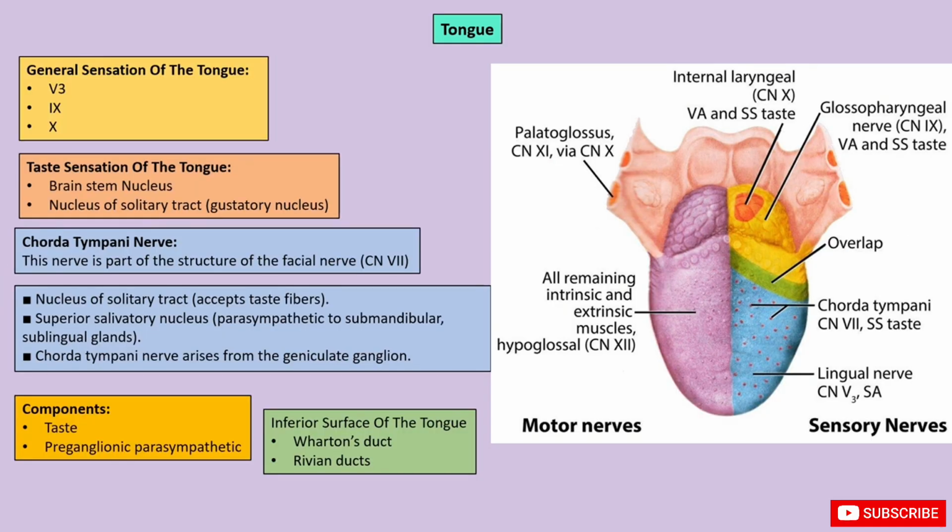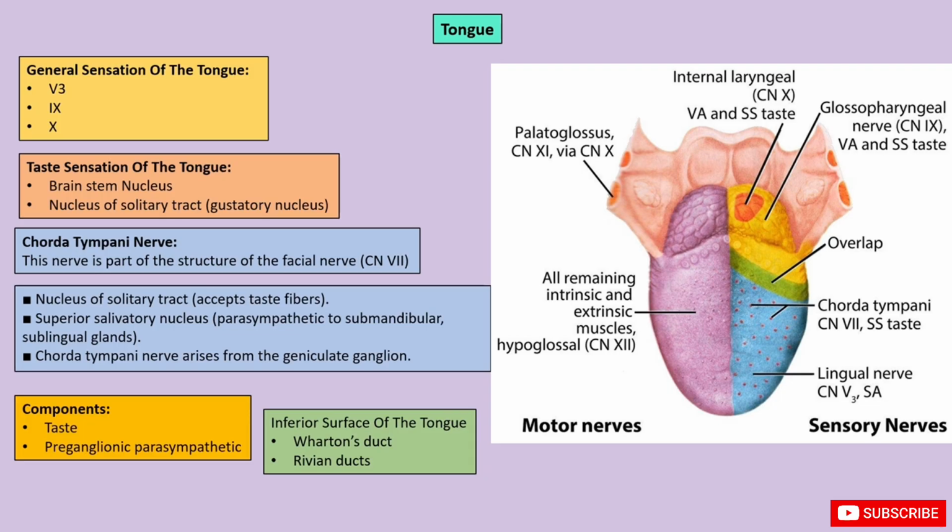Now let us talk about the general sensations of the tongue, taste sensation, chorda tympani, and the components of it. To understand the nerve innervation of the tongue, we know that the tongue is divided into anterior 2/3 and posterior 1/3, as we can see in the picture. The anterior 2/3 is innervated by chorda tympani for taste sensation, and for general sensations by the lingual branch of V3. For the posterior 1/3, both general and taste sensations are innervated by the glossopharyngeal nerve, and the posterior-most part of the tongue, the epiglottis part, is innervated by the 10th nerve. The muscles of the tongue are innervated by the hypoglossal nerve, except the palatoglossus muscle, which is innervated by the 10th.